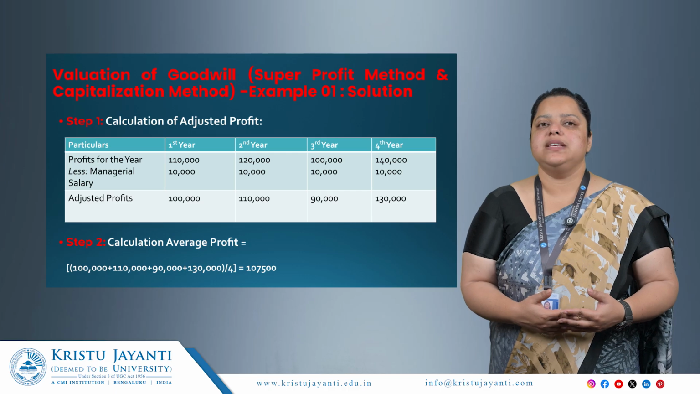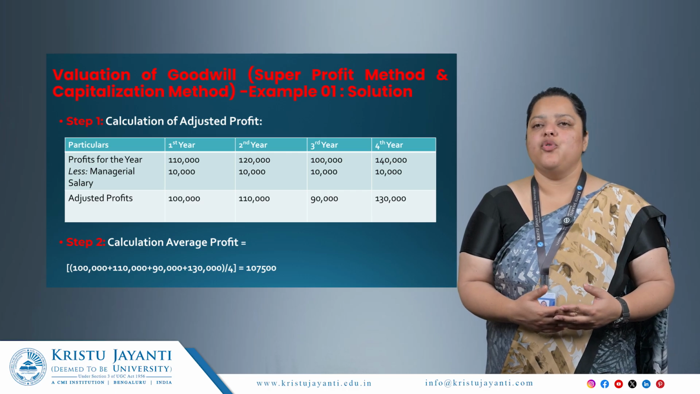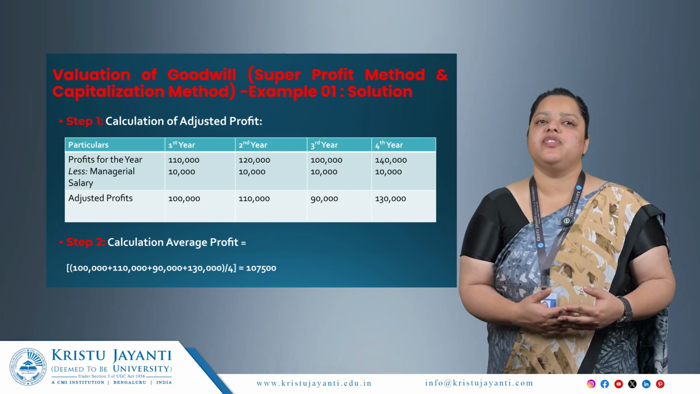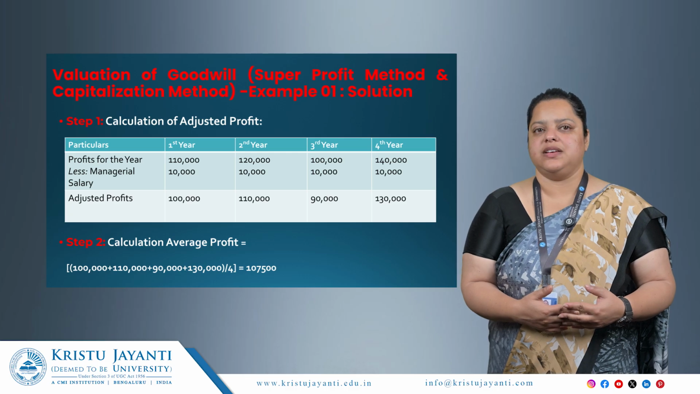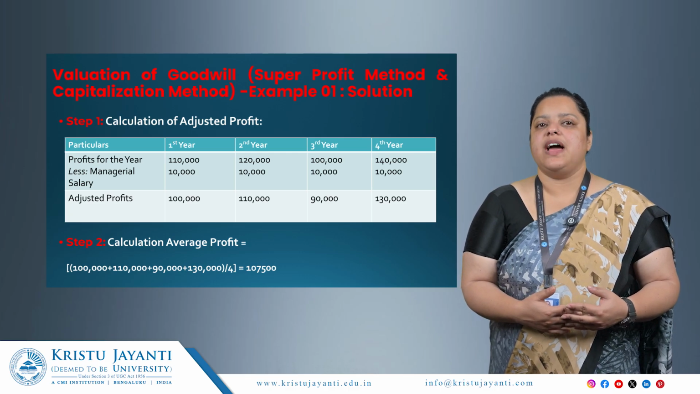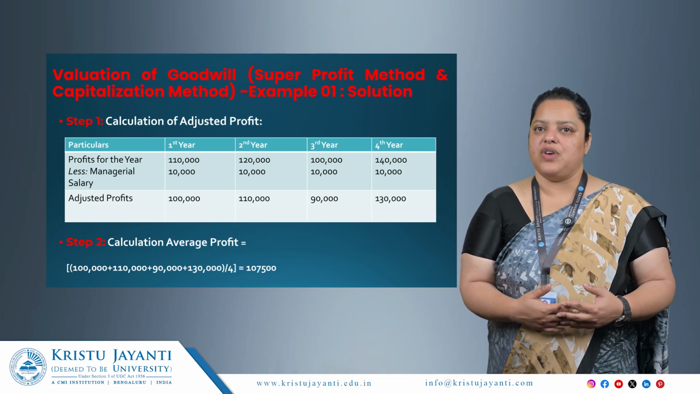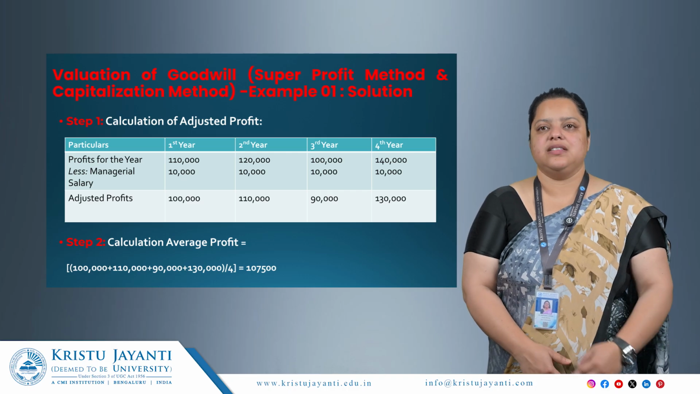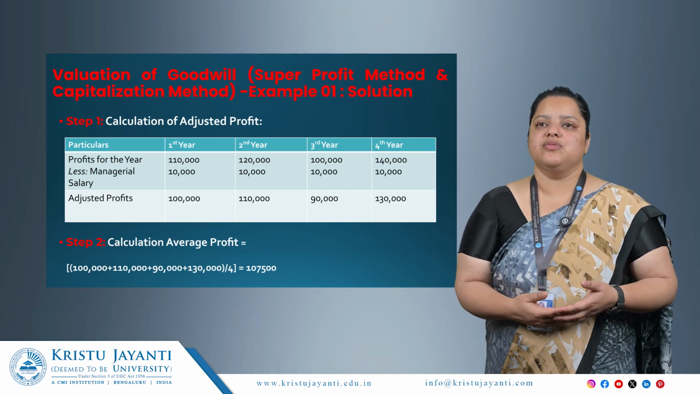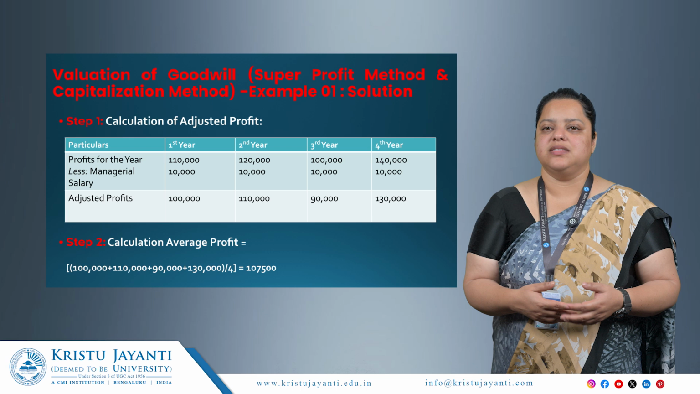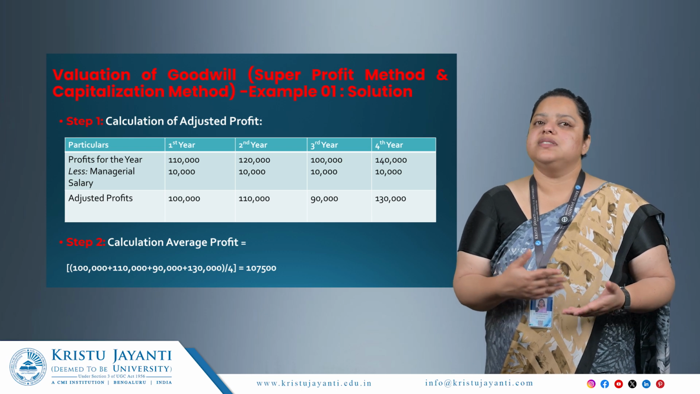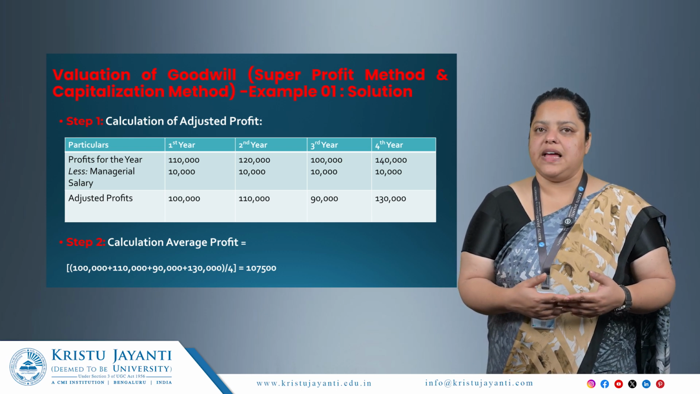So here you can see in step 1 I have written 4 years' profit, and from each year's profit I have deducted the managerial salary. So I received the adjusted profit. First year it is 1 lakh, second year 1,10,000, third year 90,000 and fourth year it is 1,30,000. So this is the first step, adjusted profit we have calculated.